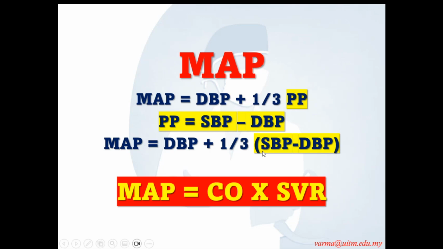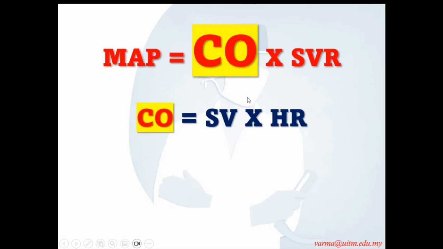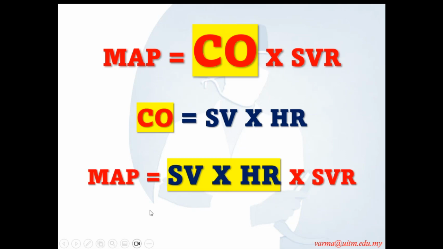MAP is equivalent to cardiac output times systemic vascular resistance: pressure difference is flow times resistance. So what is cardiac output? Cardiac output is stroke volume times heart rate. For a cardiac output, a volume must be ejected from your left ventricle, which is end-diastolic volume minus end-systolic volume. That gives your stroke volume, times your heart rate. So you put this in, and MAP is equivalent to stroke volume times heart rate times systemic vascular resistance.